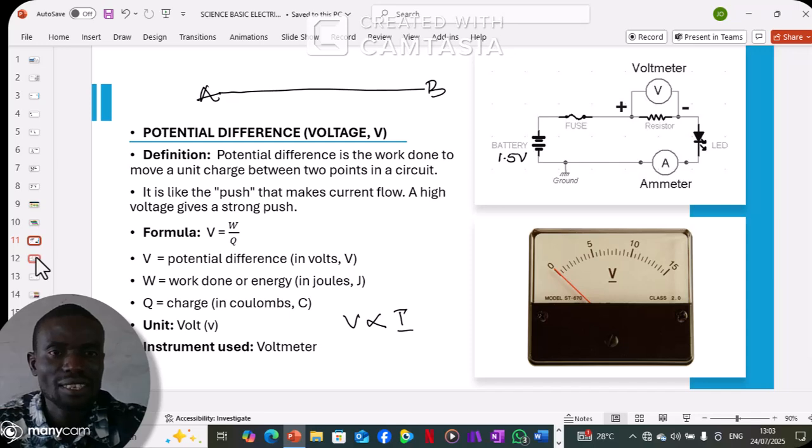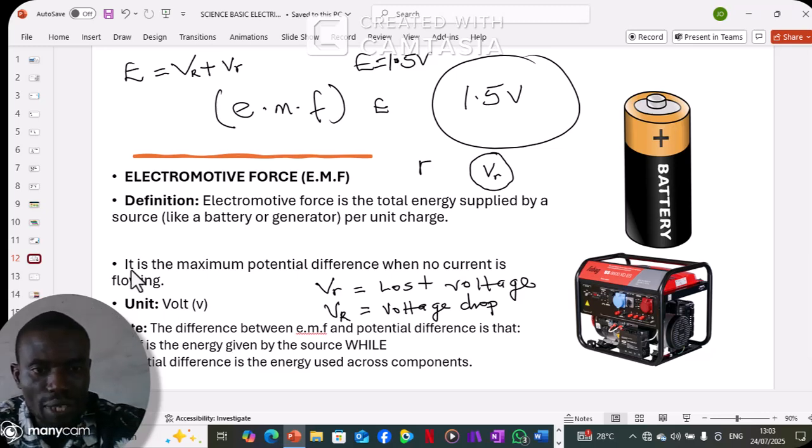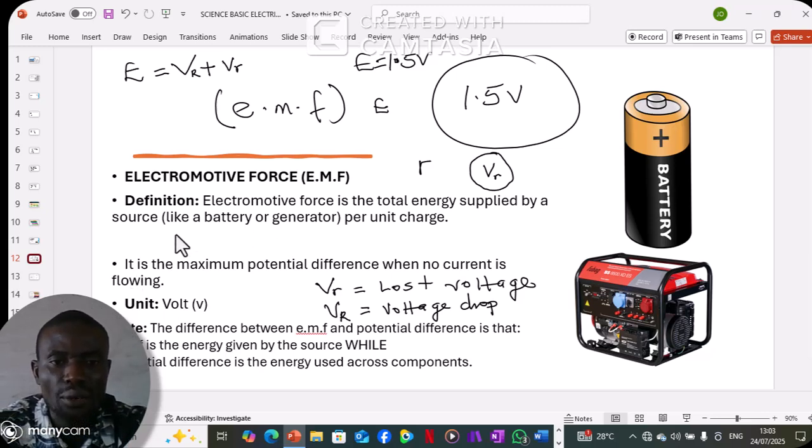So that is that about electromotive force. Electromotive force is the total energy of a battery. Look at this generator now: the total energy supplied by the generator is called electromotive force. This battery is also called electromotive force. But once you connect it, the one inside the circuit is called potential difference or voltage drop. Just that. So potential difference is energy used across components.